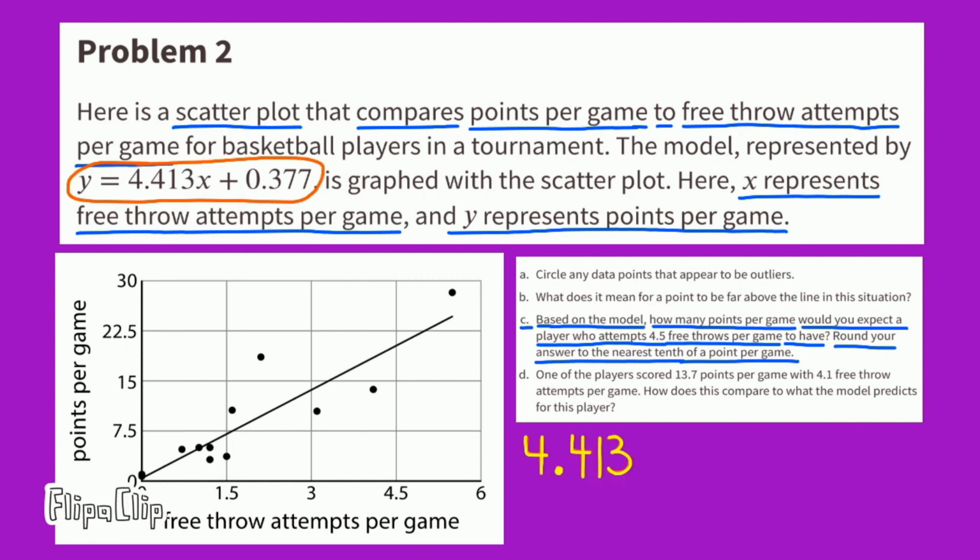That would be 4.413 times 4.5 plus 0.377, which equals approximately 20.2.